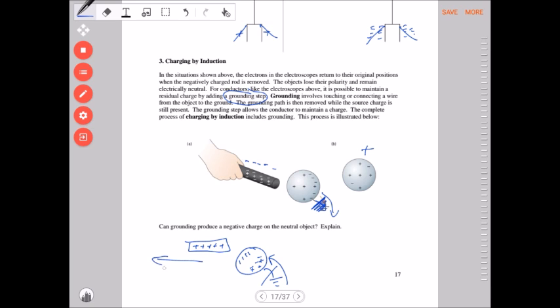So when you remove the positive rod, the electrons are going to try and repel each other. But the thing is, there's more negatives now than positives, and you end up with a negatively charged object. Kind of crazy. So yeah, we can produce a positive or negative charged object by induction. It just has to include this grounding step. Awesome.